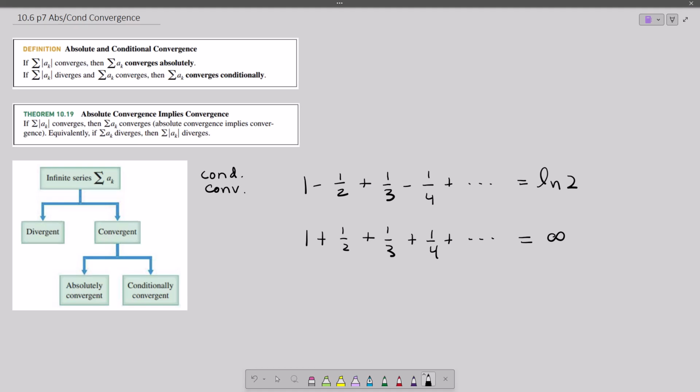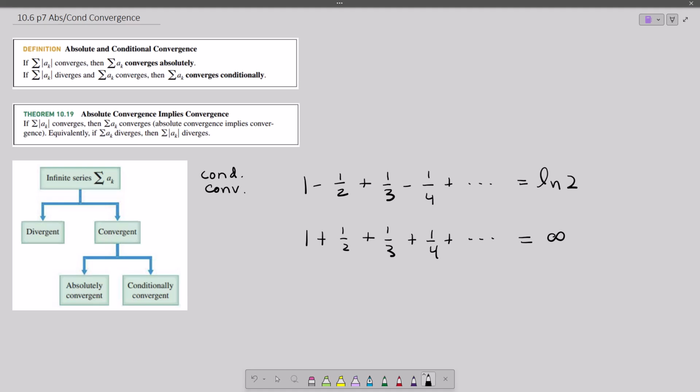Here's a flow chart, shows if we've got some infinite series, could have positives and negatives in it. If it diverges, it diverges. There's only one way to diverge. You can't absolutely diverge. You either diverge or you converge. And if you converge, you can do it in one of two ways. If you have negatives in there, you could converge absolutely, or you could converge conditionally. If you have only positives, then it's really moot. If you have positives, it converges or diverges.